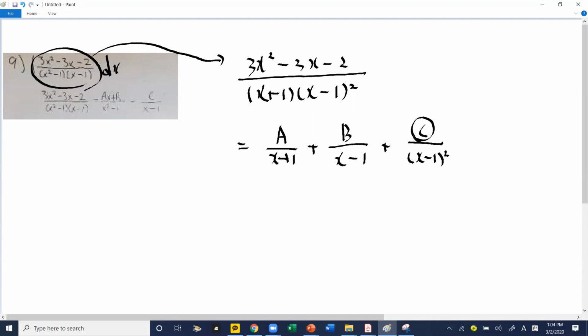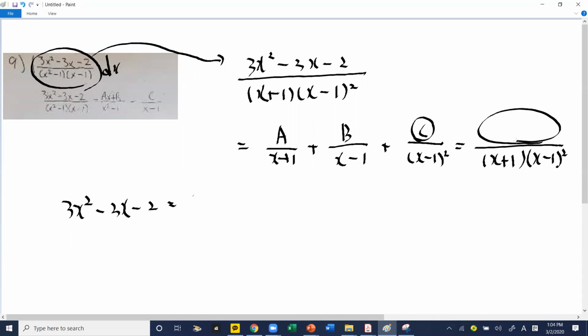And then, to get the identical equation, you can get 3x squared minus 3x minus 2 for the numerator part, okay? So that one becomes, I will write this again to compare the numerator part. These things must be A times x minus 1 squared, right? Yep. B times what? x plus 1, x minus 1, okay? And C times x plus 1, right? Yep.